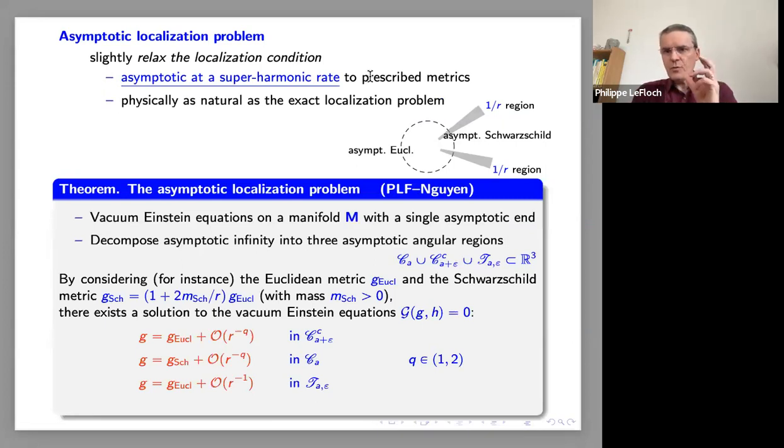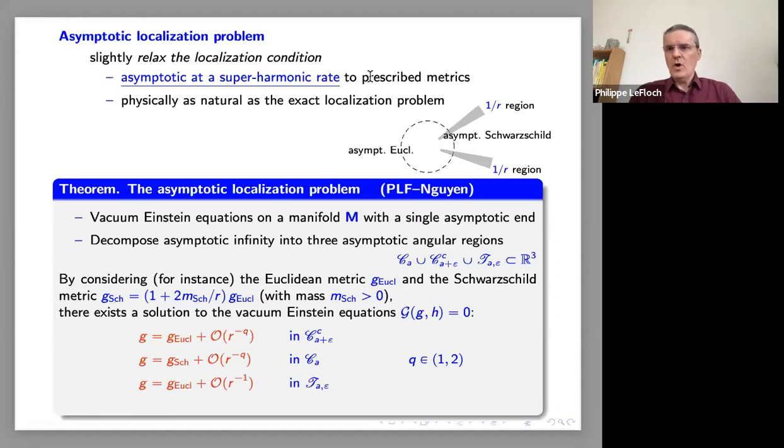So we still have these 3 regions. There is a region where instead of Euclidean, it's asymptotically Euclidean, but at a high order. So you see this q exponent strictly between 1 and 2. You see the region where Carlotto wanted the solution to be Schwarzschild, that for me is asymptotically Schwarzschild with a high rate of decay. And then there is the intermediate region where the decay 1 over r is achieved.